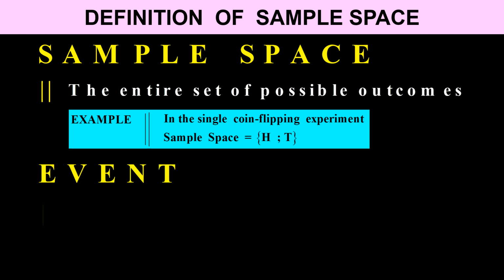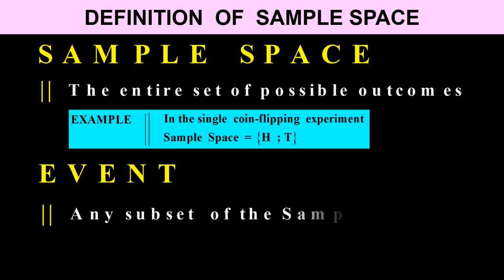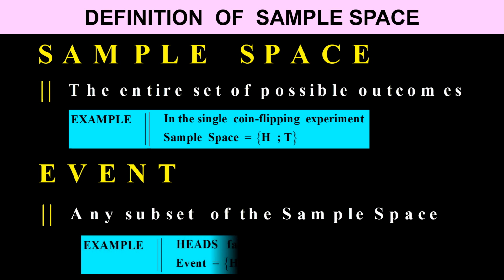What do we mean by an event? An event is any subset of the sample space, right? For example, if we have heads facing up, the event would be heads facing up. We could also have the heads not facing up.